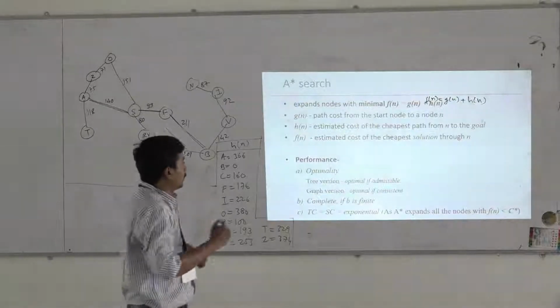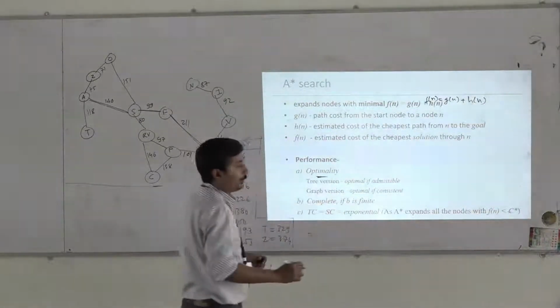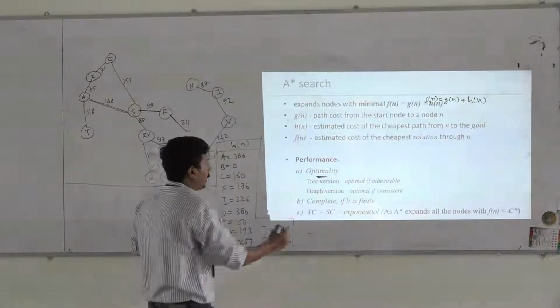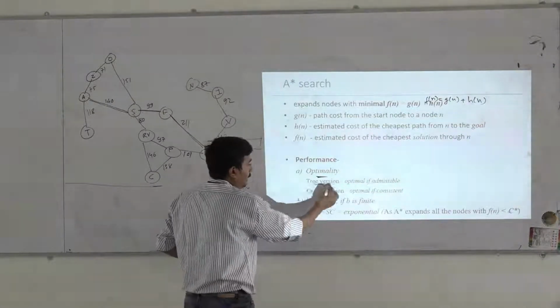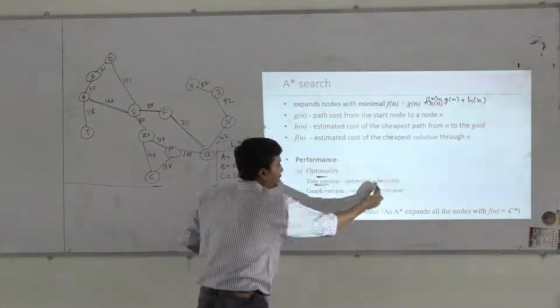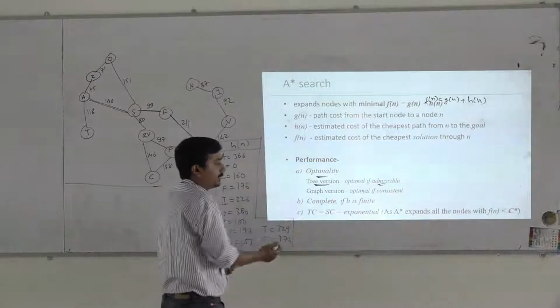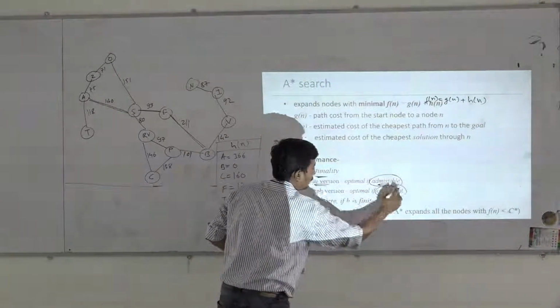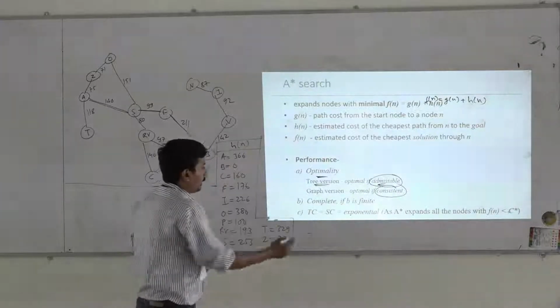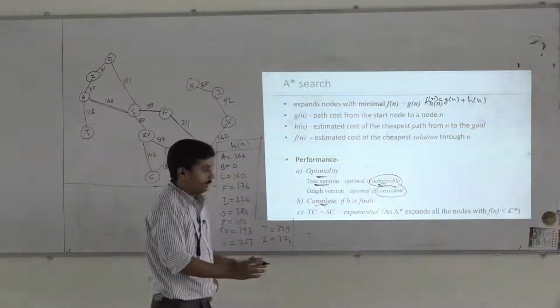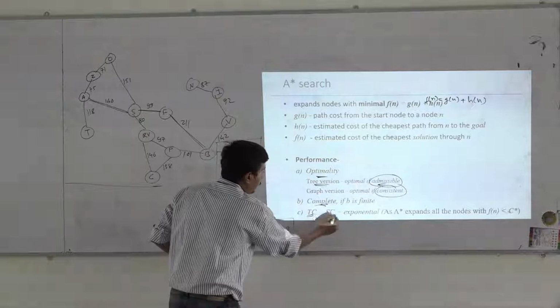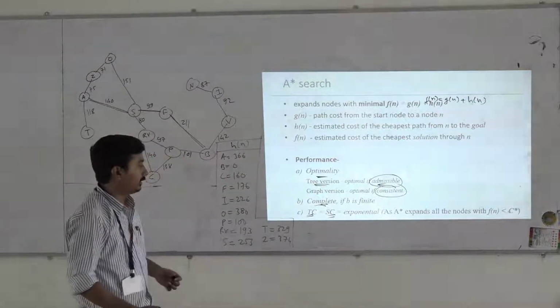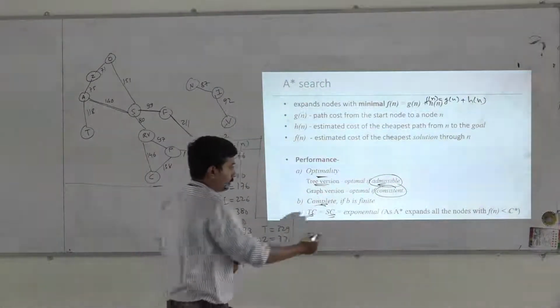Okay, so what about the optimality of A star algorithm? It is optimal. Its tree version is optimal if it is admissible, and the graph version is optimal if it is consistent. We will see these two terminologies in the next slide. It is complete if B is finite, and time complexity and space complexity are exponential.